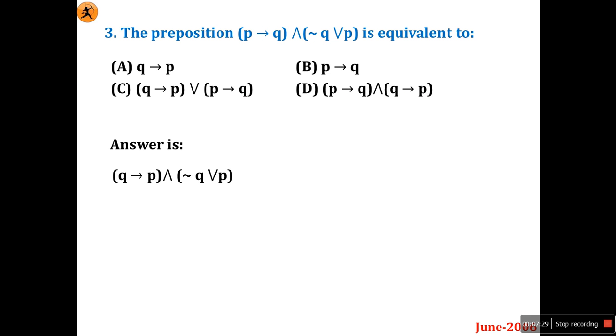Implication law. What is the implication law? Actually, P implies Q is negation of P or Q. This is a standard formula. P implies Q is negation of P or Q. This is the implication law. Now the given is negation of Q or P. You may write Q implies P. Now look at P implies Q and Q implies P. That is, the answer is D.